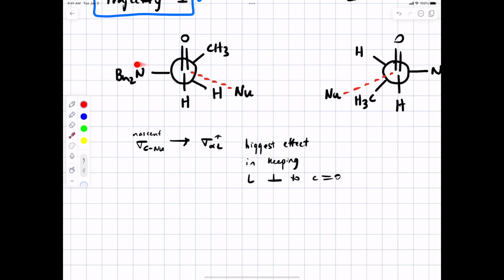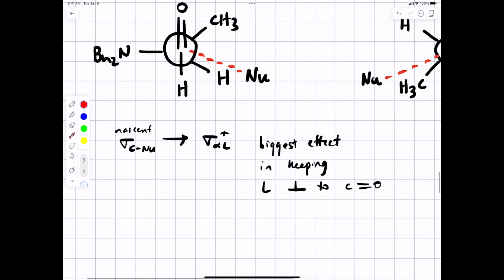The reason we're not thinking about donation of the carbon-nitrogen sigma bond into the nascent sigma star associated with the carbon nucleophile bond is because carbon-nitrogen bonds are lower in energy, so they're not great donors. And we learned about that earlier in the course. Okay, the lower in energy a bond is, the less likely it is to be a good donor. This is the principle behind the gauche effect that we learned about.